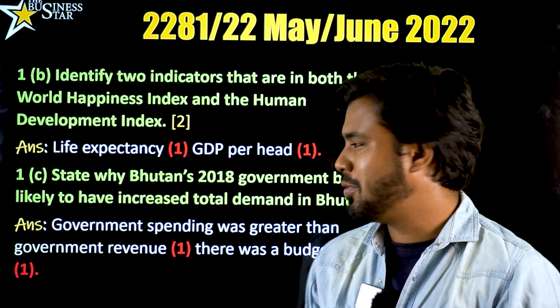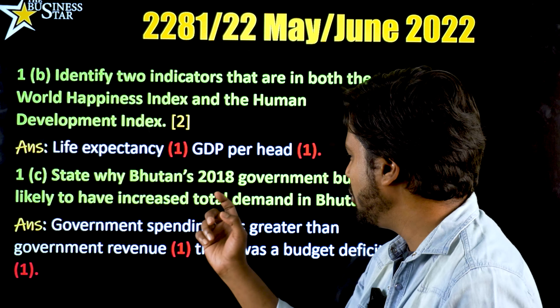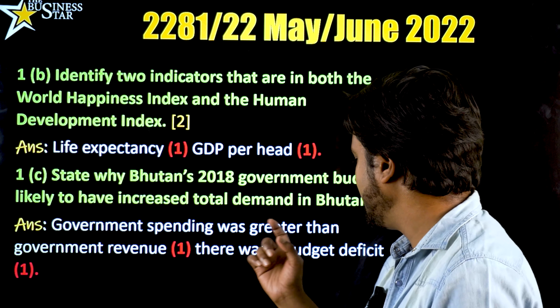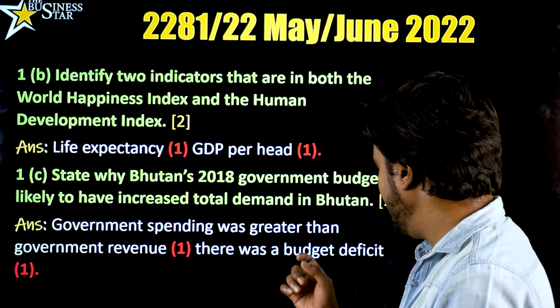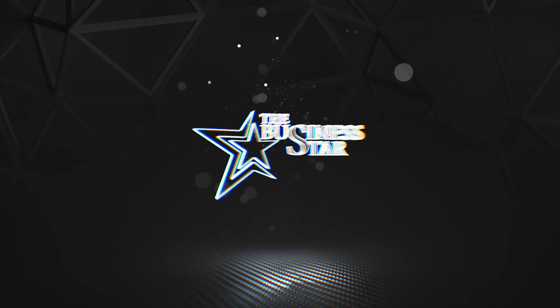Moving on to question number 1C, which is: state why Bhutan's 2018 government budget is likely to have increased total demand in Bhutan. It's a 2-mark question. The answer is the government spending was greater than government revenue. This is the first mark. So basically there was a budget deficit. This carries the second mark. Let's move on to the next question.